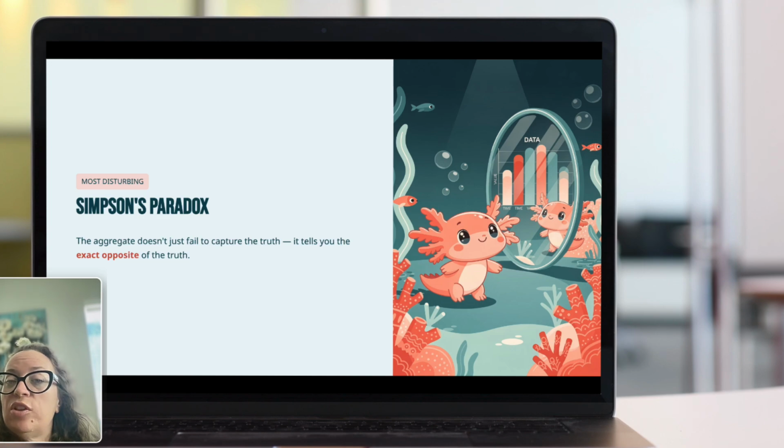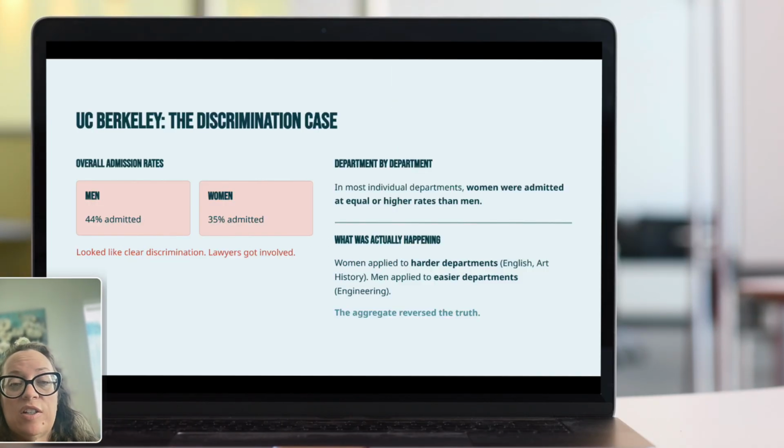So within each department, there was no discrimination. A woman who applied to the English department had the same or even better odds as a man applying to the English department. And if she applied to engineering, she had the same or better odds as a man applying to engineering. But because women chose harder departments to get into, their overall admission rate was lower. So the aggregate statistic, 35 versus 44%, suggested discrimination. The disaggregated data showed no discrimination at all. So the aggregate reversed the truth. This is Simpson's paradox.